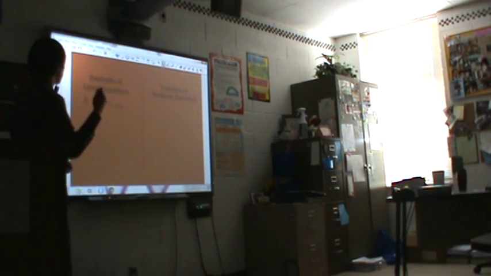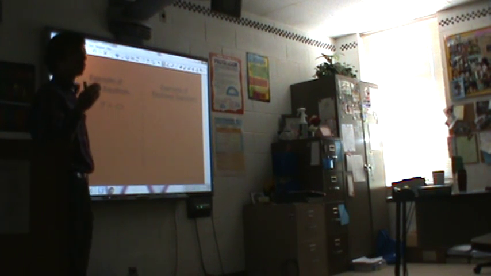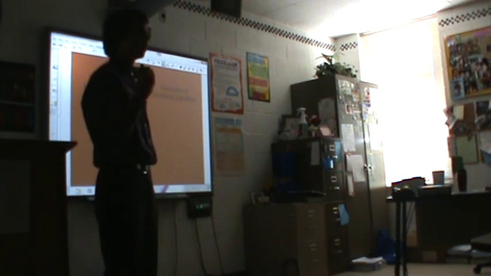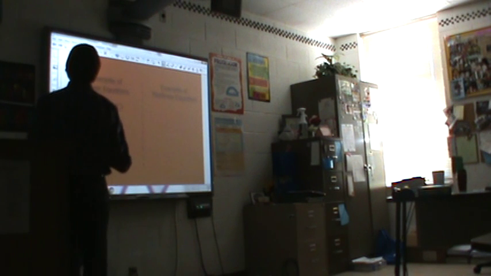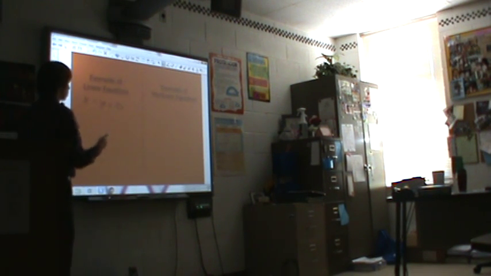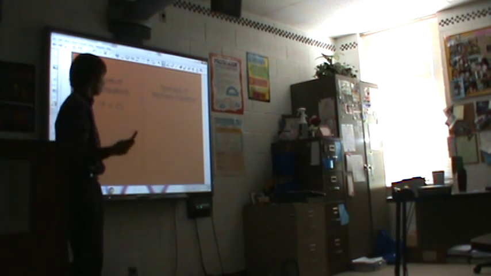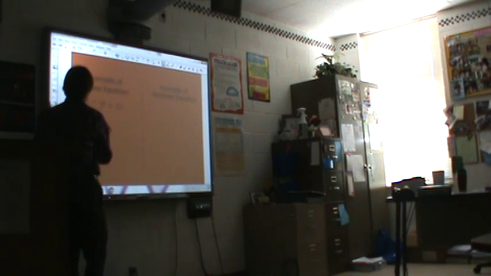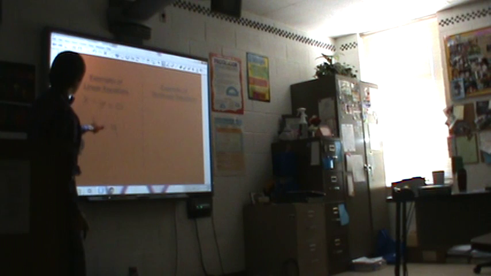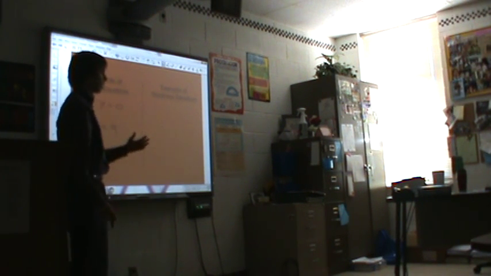Neither of those terms is being taken the square root of. Neither of these terms is multiplying each other. Neither of these terms appears in the denominator of the expression. Another example, one that only has one variable: x equals 9.